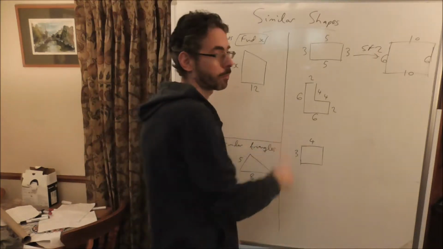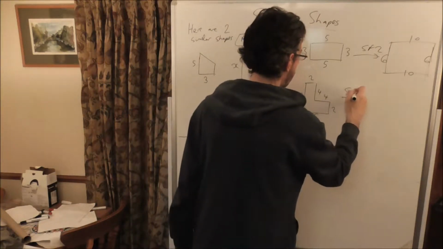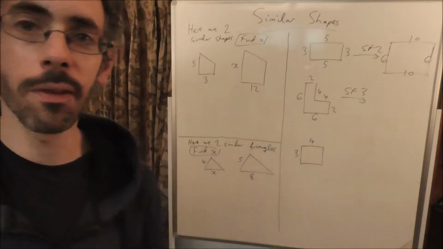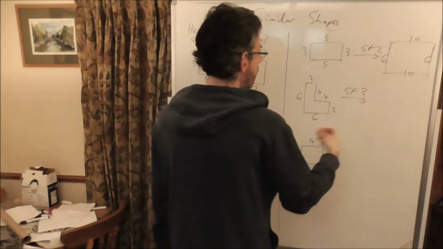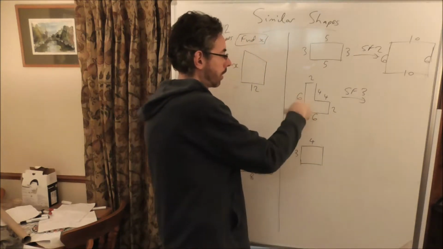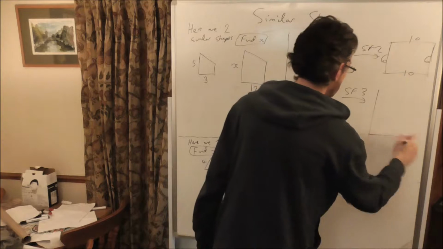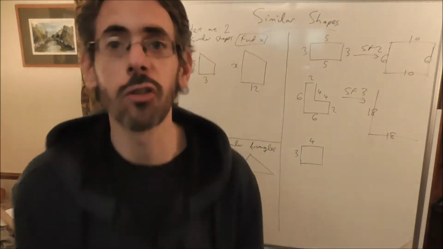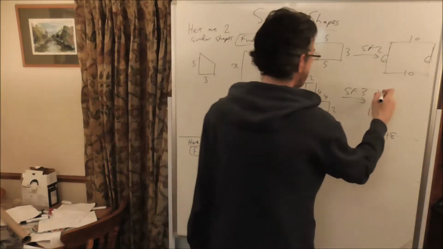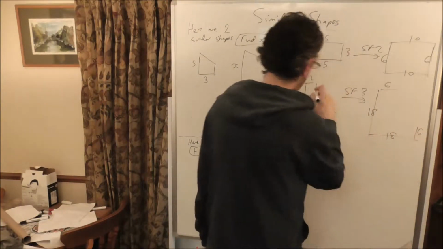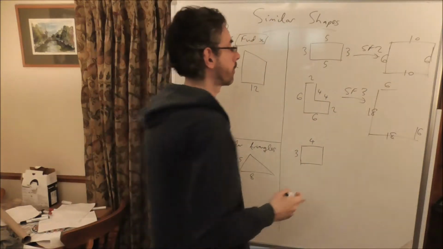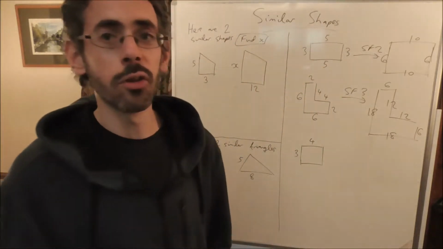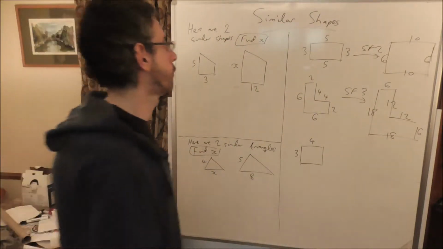Let's enlarge this L shape by a scale factor of 3. That just means multiply all the sides by 3, again keeping the angles the same. So we're going to end up with a bigger L shape basically. These two sides are going to become 6 times 3, which is 18. So 18, 18. These two sides here are going to become 2 times 3, which is 6. So 6 and 6. And these two sides are going to become 4 times 3, which is 12. So 12 and 12.